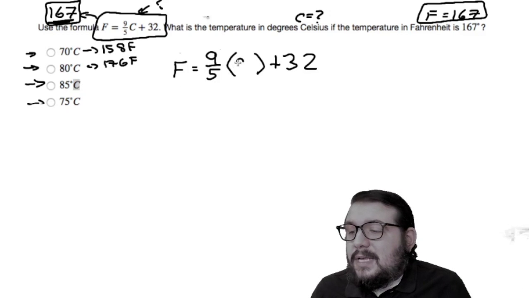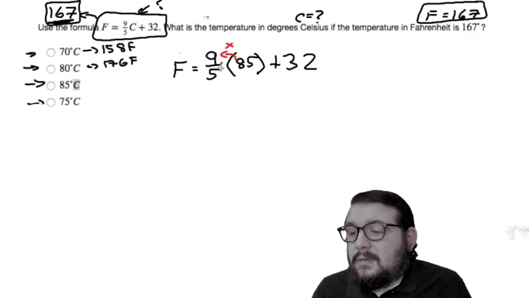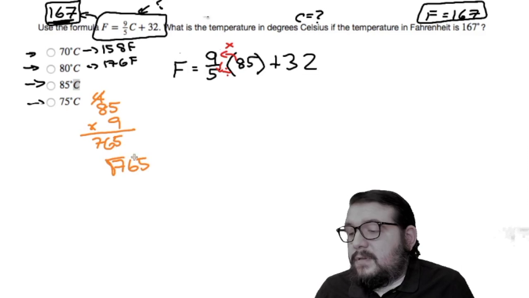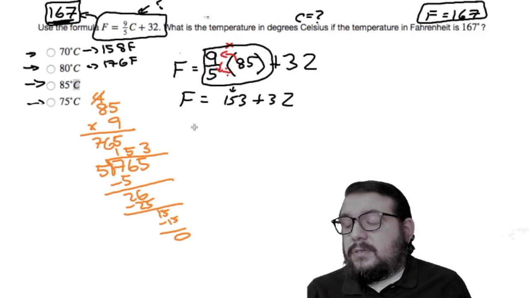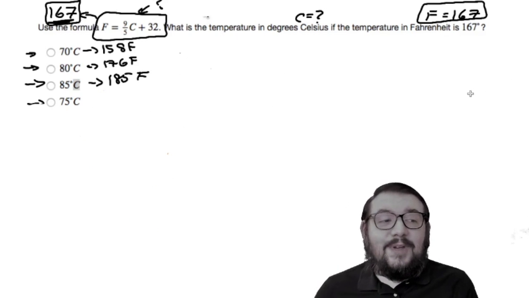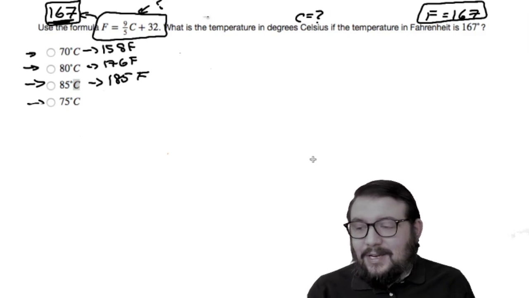My new input is 85. So again, I do my times divide. 85 times 9, 765 divided by 5. This whole chunk is 153. And we still have to add that 32. F equals 185. That is obviously wrong. Now someone's going to say, well, you already eliminated all 3. Now you for sure know 75 degrees is the right answer. But I'm still going to do it.